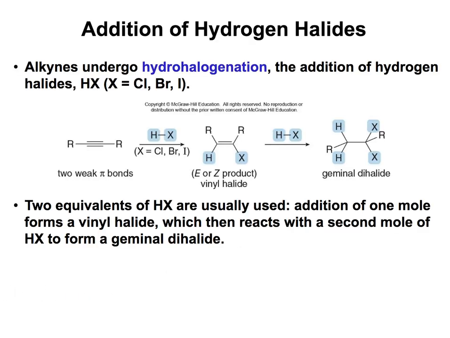So let's talk about the hydrohalogenation. It's very similar to what we saw for double bonds. So here we start with a triple bond, and first, by using one equivalent of HX, we add those to the double bond, yes, and then we get the other double bond, and we add another set, and that's how we end up with the geminal dihalide.